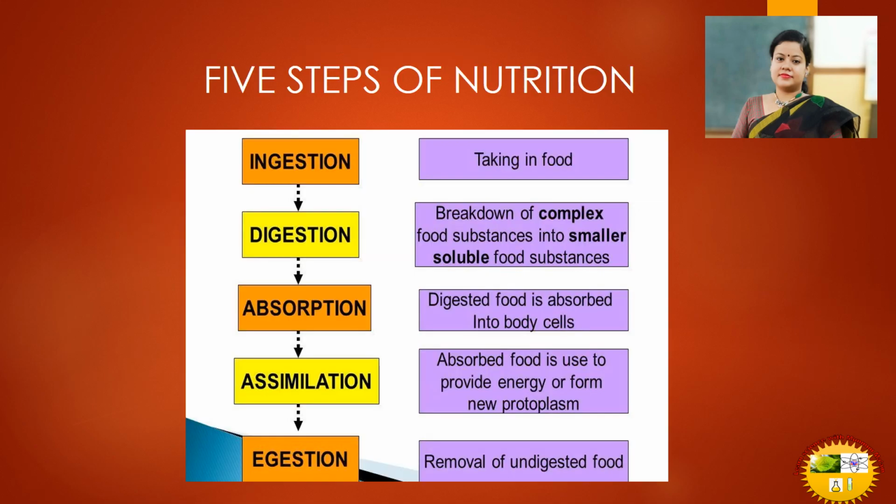So if we take a look at what we have studied today, 5 steps of nutrition. Ingestion, taking of food. Digestion, breakdown of complex food substances into soluble food substances. Absorption, digested food is absorbed into body cells. Assimilation, absorbed food is used to provide energy or new protoplasm. Egestion, removal of undigested food. I hope you have understood the 5 steps of nutrition.